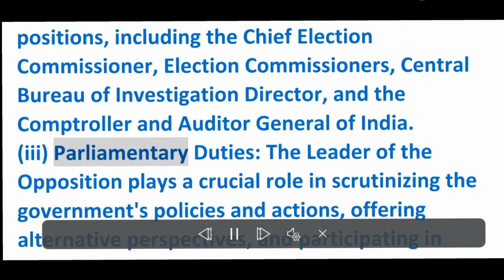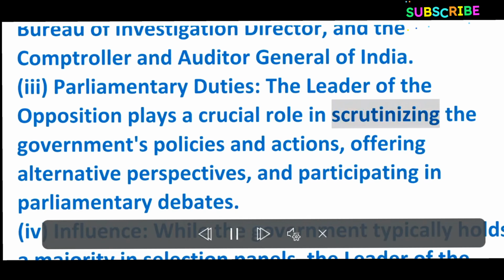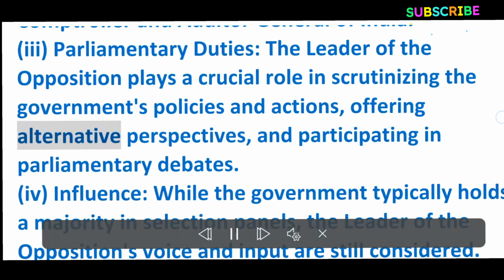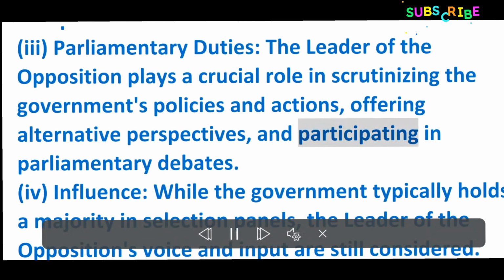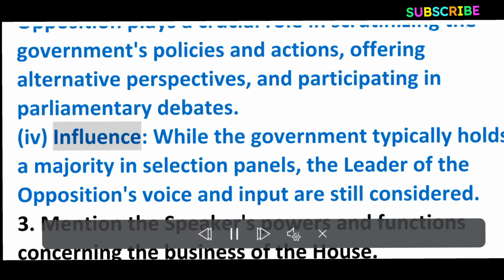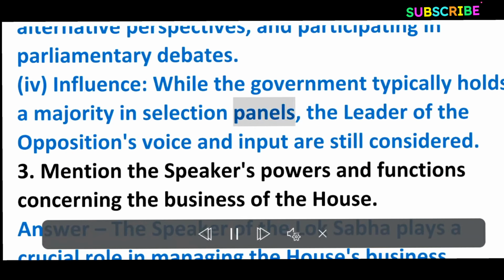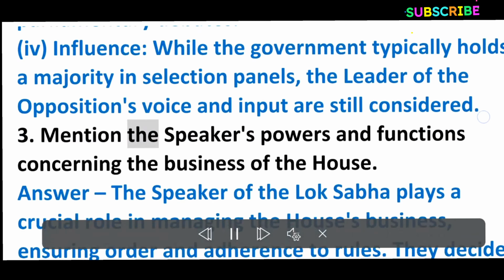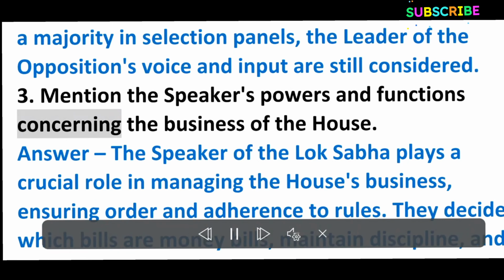III. Parliamentary duties. The Leader of the Opposition plays a crucial role in scrutinizing the government's policies and actions, offering alternative perspectives, and participating in parliamentary debates. IV. Influence. While the government typically holds a majority in selection panels, the Leader of the Opposition's voice and input are still considered. 3. Mention the Speaker's powers and functions concerning the business of the House.